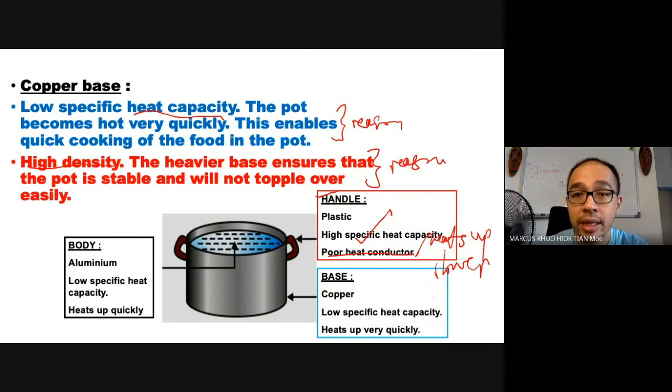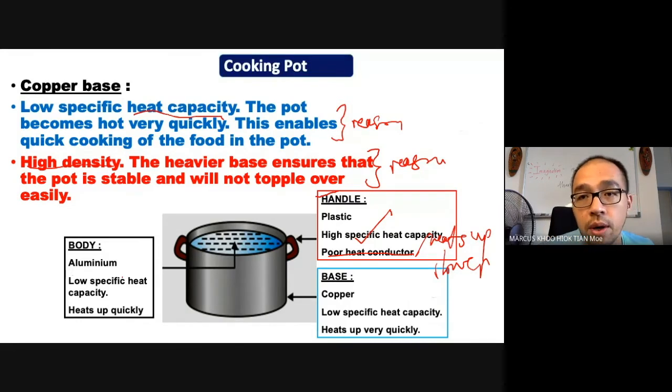Okay, but generally the body of the pot becomes hot faster, but the handle takes a long time to get hot. So the body will be an aluminium body because it has a low specific heat capacity and it heats up quickly. Okay, all these are reasons over there.